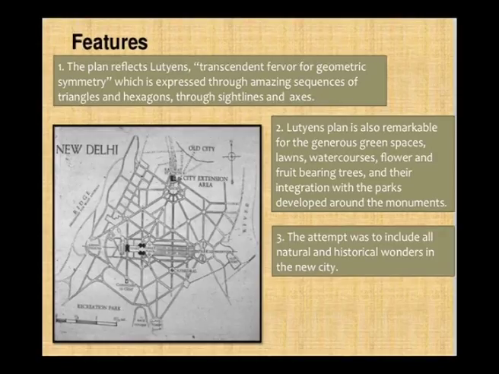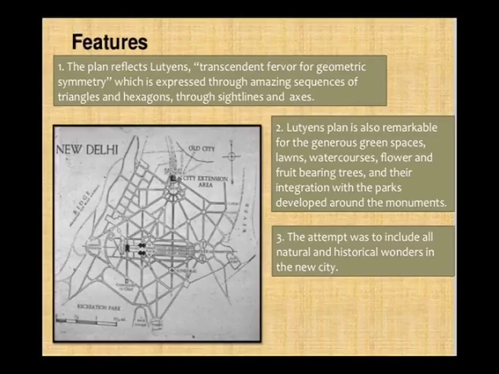All of these were the new monuments of the 20th century with respect to British India. If you look at the features of Lutyens Delhi, it reflects a transcendent fervor for geometric symmetry, expressed through amazing sequences of triangles and hexagons through both the sight lines as well as axes. It's so obvious the importance that he gives to geometry. Even though including roundabouts should have created a radial city, he went out of his way to ensure that it would only be triangular or hexagonal layouts.